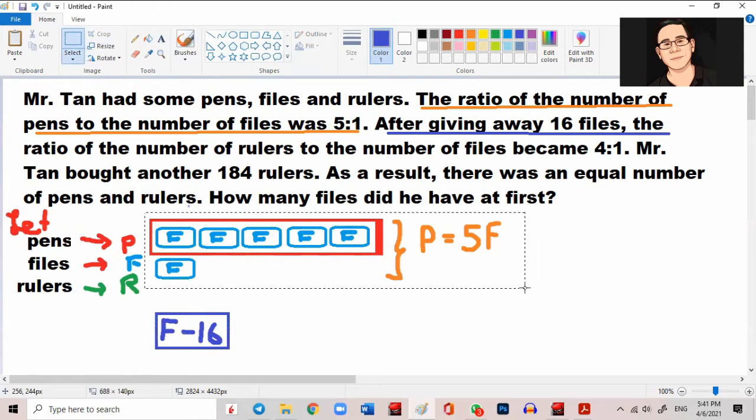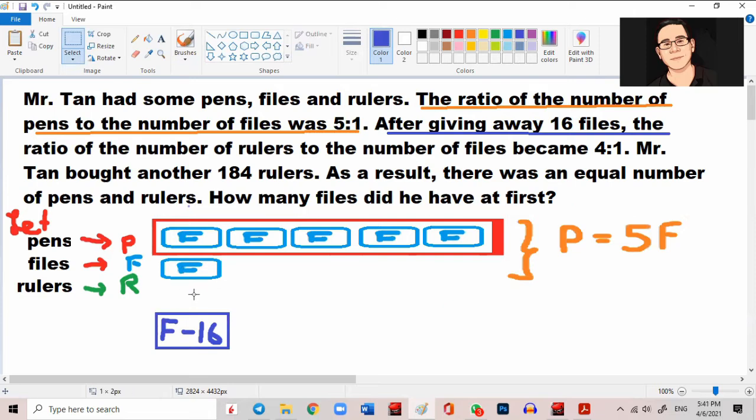In fact, it should be smaller than this now. Maybe I did not draw very well, but F minus 16 is smaller than the original F. Shorter, can you see? Shorter, because we give away 16. Is it okay? F minus 16.